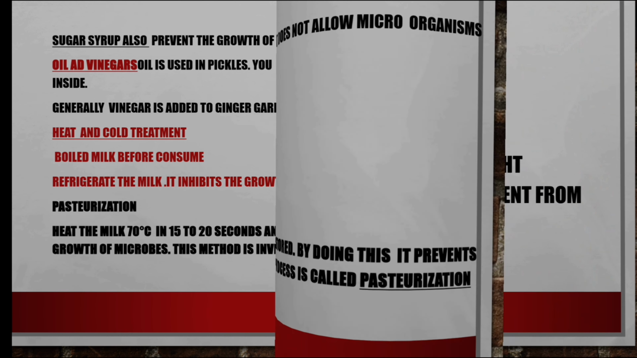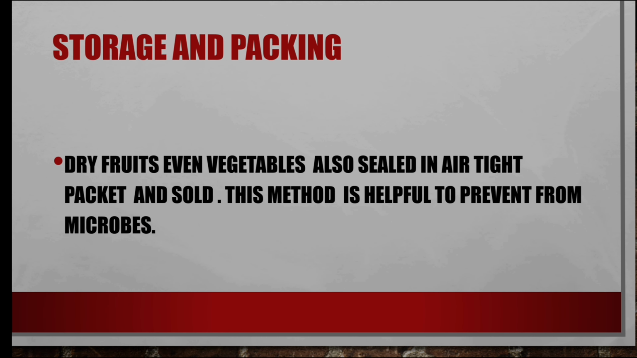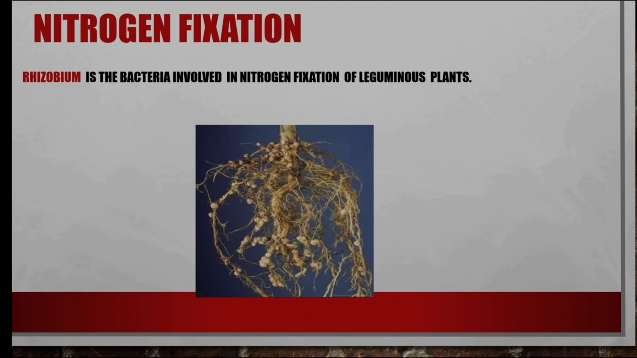Next, storage and packing. Dry fruits, or even vegetables, in the supermarket are sealed in airtight packets and sold. This method helps to protect from microbes. Next, nitrogen fixation. Rhizobium is a bacteria involved in nitrogen fixation of leguminous plants.